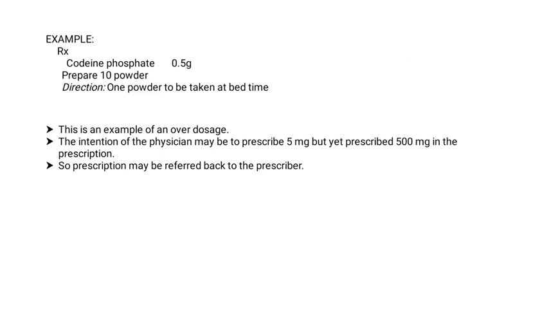The next example is codeine phosphate 0.5 gram. We want to prepare 10 powders. It is also an example of overdosage. Here the physician may have intended to prescribe 5 milligrams of codeine phosphate, but he prescribed 500 milligrams in this prescription. So we have to refer back to the prescriber.